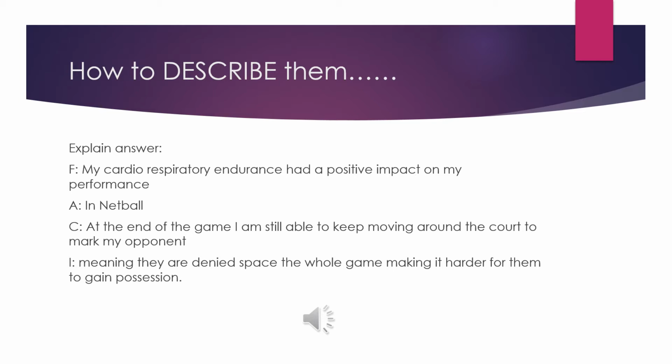The C would be the context, which is what you would see on the pitch. At the end of the game I'm still able to keep moving around the court to mark my opponent. Now it's key that you say the end of the game, because cardiorespiratory endurance is about your body being able to keep going for a long period of time. If you don't say at the end of the game, that's basically just speed, so don't talk about that. And the impact of that on performance is meaning they are denied space the whole game, making it harder for them to gain possession. Okay, so that's how you would explain the strength.